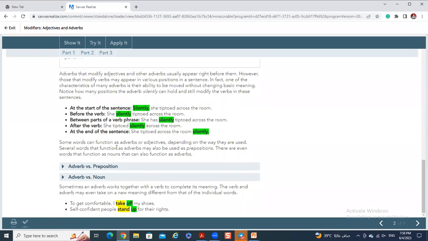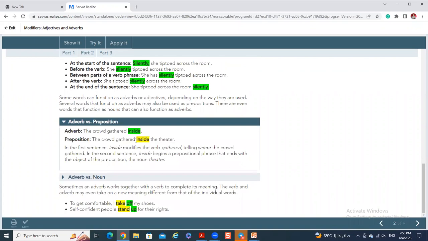Some words can function as adverbs or adjectives. Take care. Some words can function as adverb or adjective depending on the way they are used. Several words that function as adverbs may also be used as prepositions. There are even words that function as nouns that can also function as adverbs. Look here. The crowd gathered inside. I know that inside is a preposition, but here inside modifies gathered and answers the question where. So it's an adverb. Look here, here it's a preposition. The crowd gathered inside the theater.